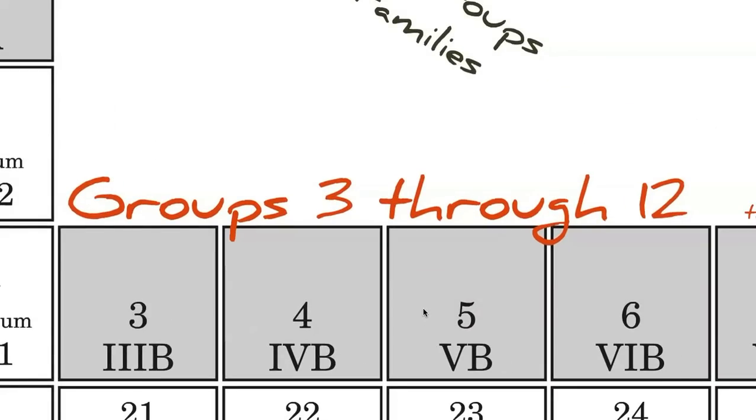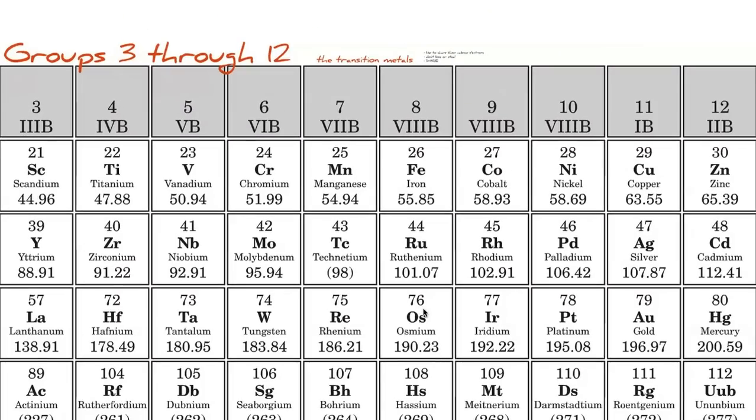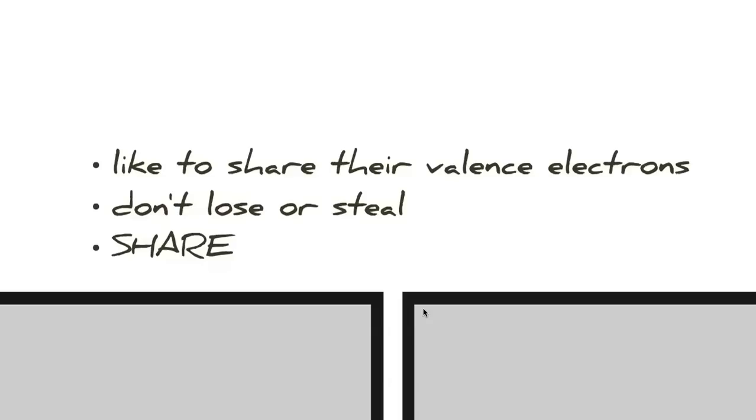Groups 3 through 12. All of these. Whoa, you thought it was going to take a while. They don't lose or steal electrons, they just kind of share. They use this sea of electrons, so all the electrons just float around between the different nuclei, and they can't keep track of whose is whose. But they do still bond with other elements, and that's why they share.